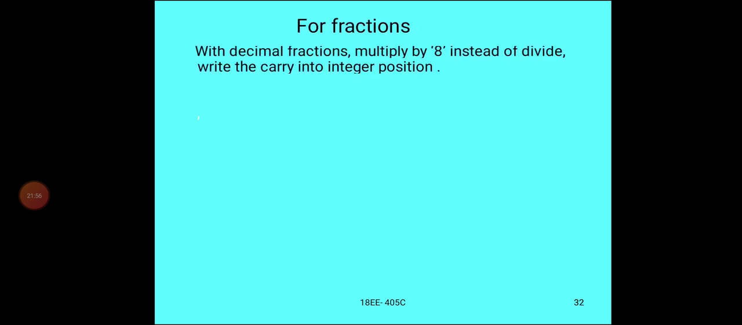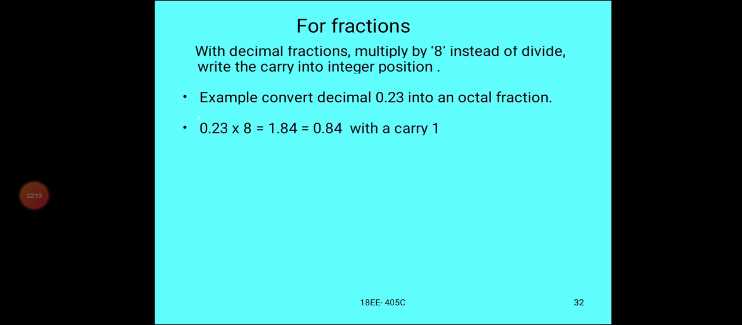For decimal fractions, multiply by 8 instead of dividing. Write the carry into the integer position. Example, convert 0.23 into an octal fraction. 0.23 multiplied by 8, we get 1.84. In that, the fractional part is 0.84 with a carry of 1.